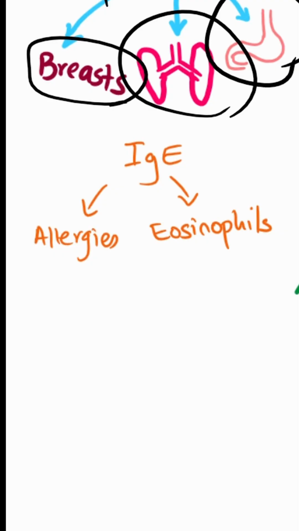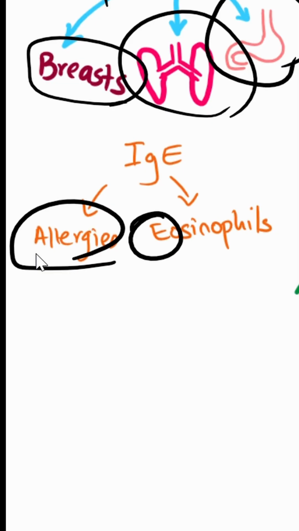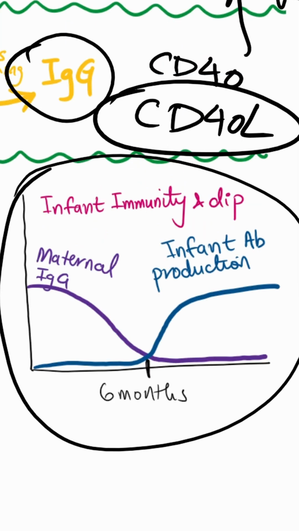The last part is IgE. IgE is for eosinophils and allergies, right? So this is what's involved in mast cell degranulation and allergic attacks, so type 1 hypersensitivity reactions. It also targets parasites. Now, back to this graph.